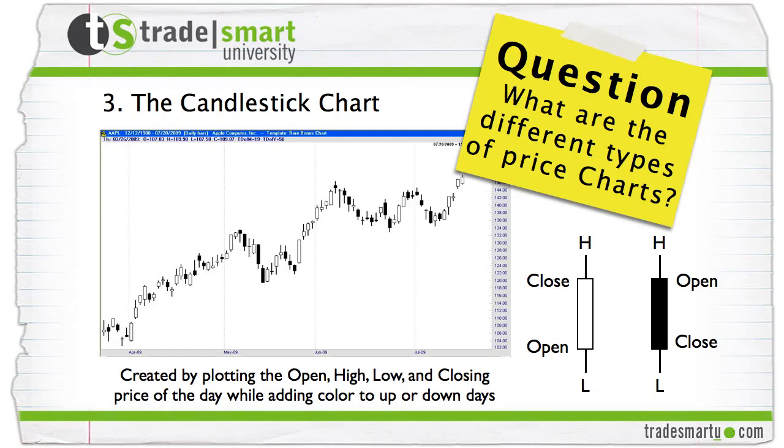The white candlestick represents a day where the closing price was higher than the opening price, also known as an up day. The black candlesticks represent a day where the closing price was lower than the opening price, and that reflects a down day. So white candles reflect an up day, and black candles reflect a down day.